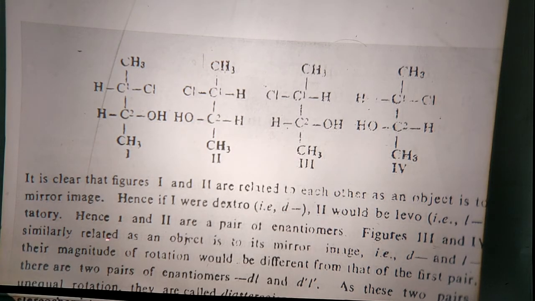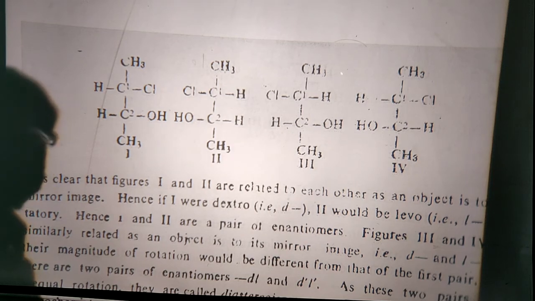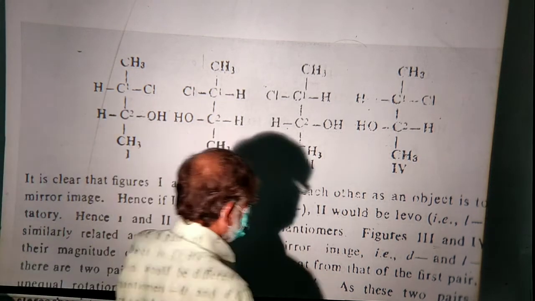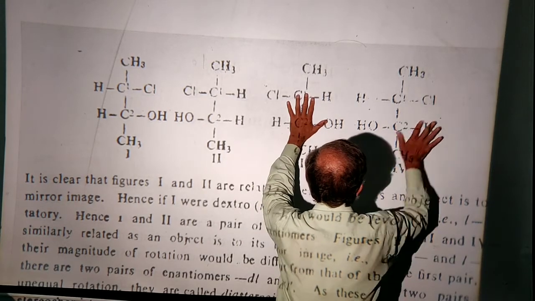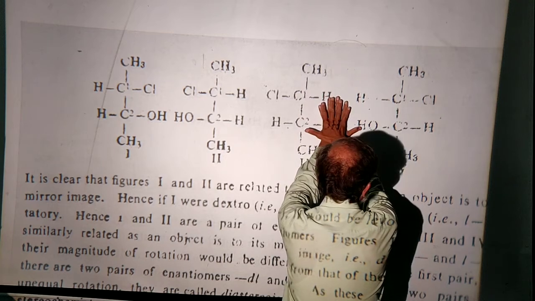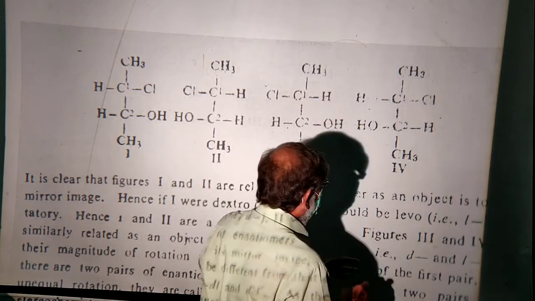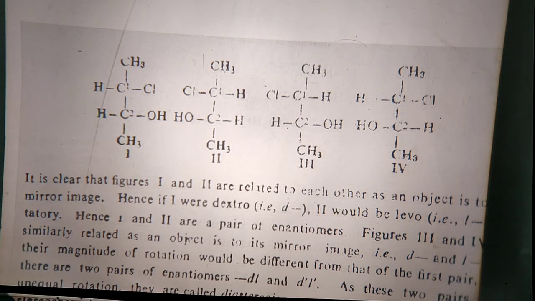Figures 3 and 4 are similarly related as object and its mirror image. Now you can see this is 3 and this is 4. Again, this looks like object, mirror image, non-superimposable. So this could be another pair of enantiomers. Now you can understand that here we can have two pairs of enantiomers. One is this pair and another is this pair.